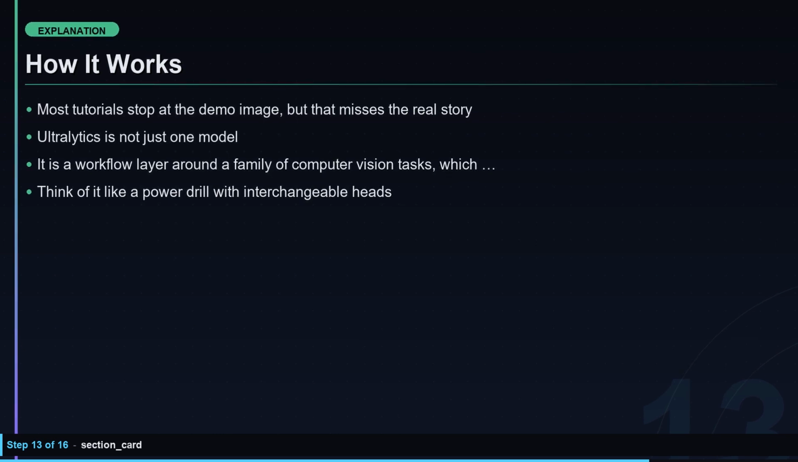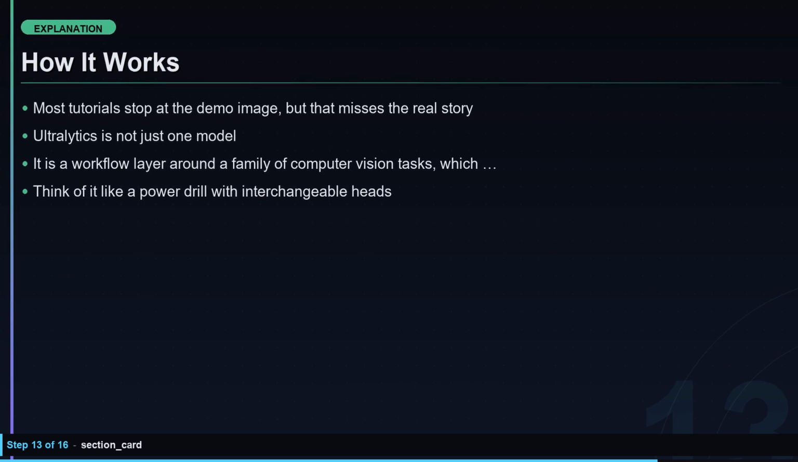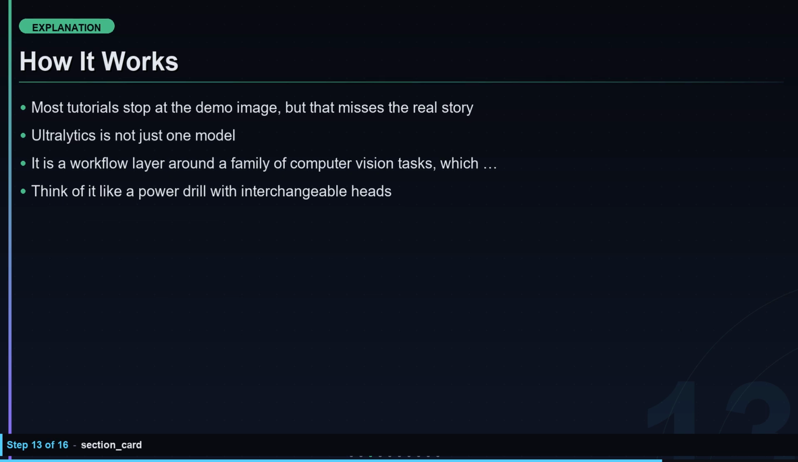Under the hood, Ultralytics wraps state-of-the-art YOLO models behind one consistent Python interface, which means one API can route your input to the right task-specific model head. A model head is the part that turns raw features into a specific answer, like boxes, masks, class labels, or key points.